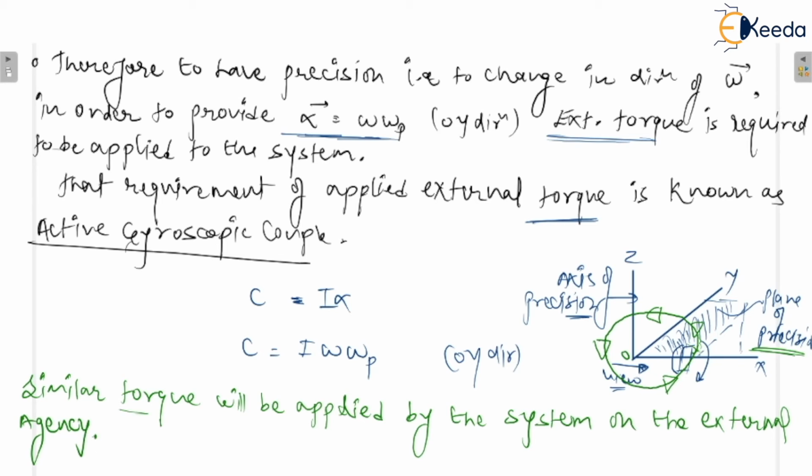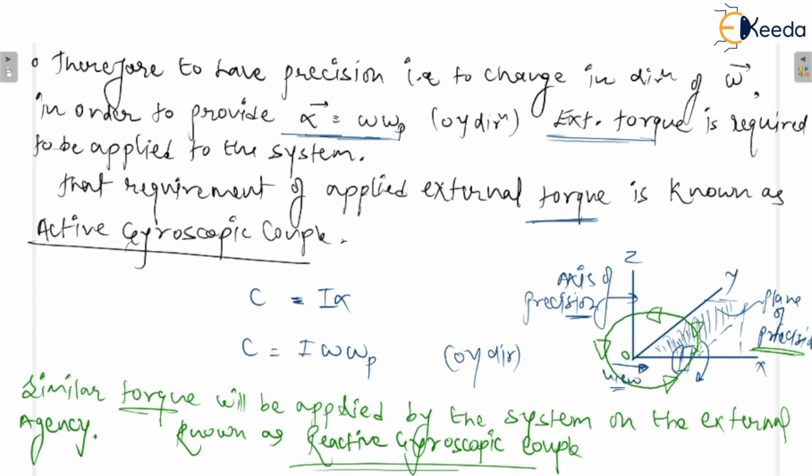And this torque is known as reactive gyroscopic couple, since it is the torque applied by the system on the external agency. Okay, now you are able to understand what is active gyroscopic couple and what is reactive gyroscopic couple.